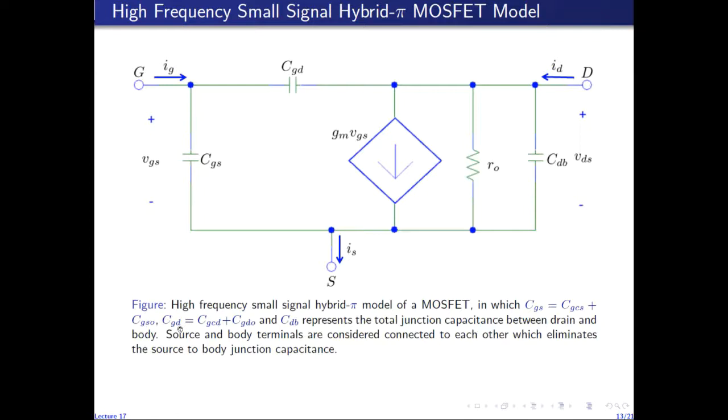Similarly, there are two components of the capacitance between gate and drain. Both of them are added. The first component is the gate to drain capacitance due to channel, and the other component is the gate to drain overlap capacitance.